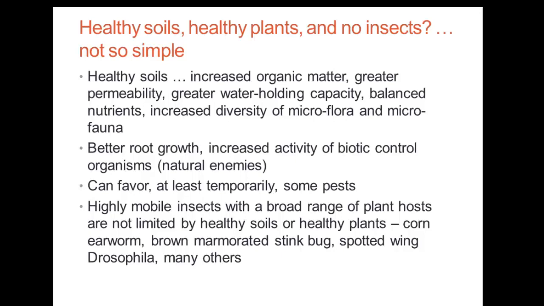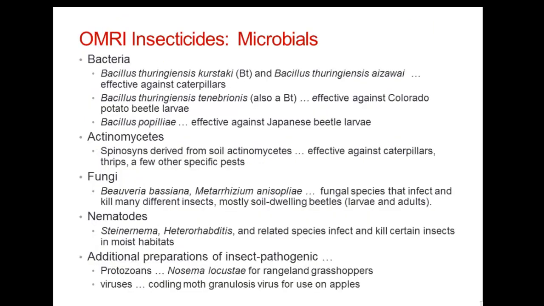Really, really mobile insects, things like corn earworm, the new brown marmorated stink bug, and spotted wing Drosophila. These insects that move across the landscape to find a crop that suits them are not deterred by a healthy crop. I'm sorry, that's simply not true. You may reduce the number of insects that survive in a location by having a lot of natural enemies and having good soils with natural enemies in those. We're not going to completely get rid of insects by having healthy soils.